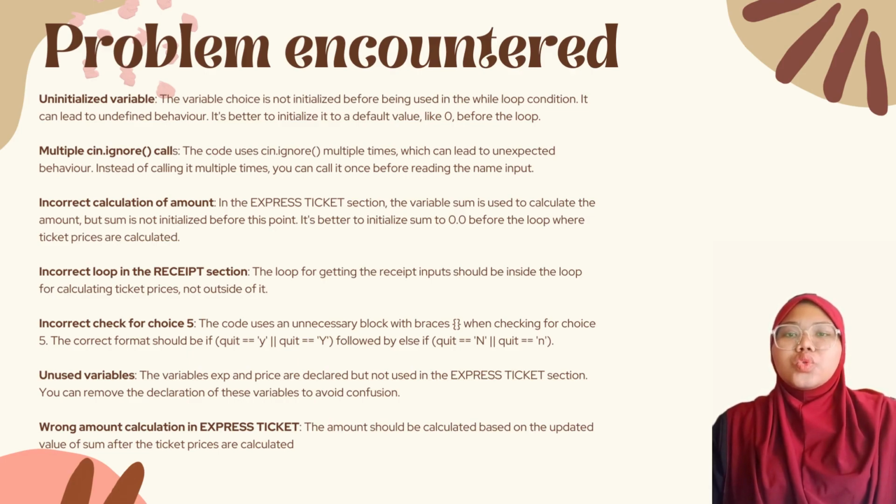Next is unused variable. The variable and price are declared but not used in the express ticket. You can remove the declaration of this variable to avoid confusion. Next is the wrong amount calculation in the express ticket. The amount should be calculated based on the updated value of sum after the ticket prices are calculated.